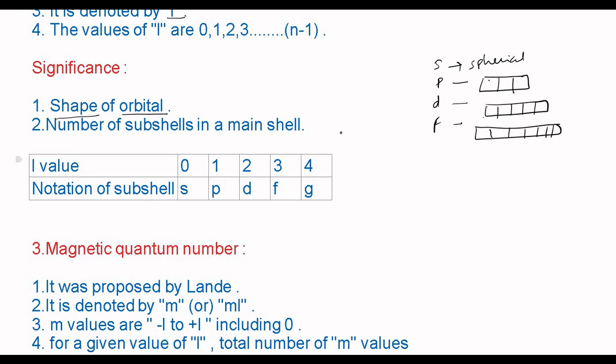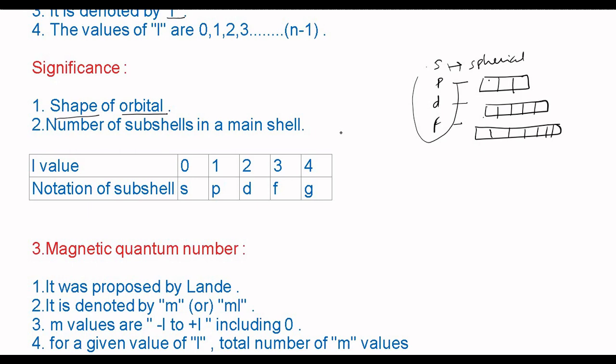So if the L value is 0, the subshell is S. If the L value is 1, the subshell is P. L value 2, subshell is D. L value 3, subshell is F. L value 4, subshell is G. Is it clear? That means the azimuthal quantum number tells us about the orbital. Orbital is different, orbit is different. Orbit is a fixed circular path. Orbitals are S, P, D, F, where the probability of finding an electron is maximum.